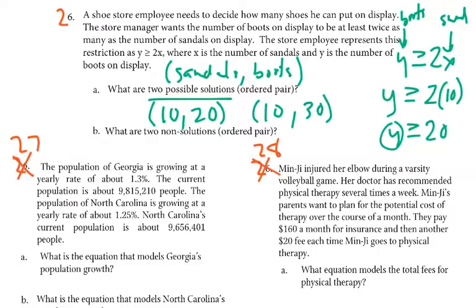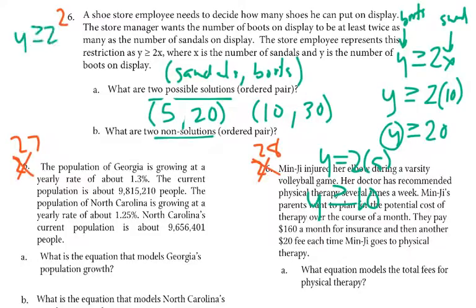That would work, or I could have chosen a different number. Maybe I wanted to start with 5. Then I'd go y equals 2 times 5, which would be 10. It actually should be greater than or equal to, so any number greater than or equal to that one would work. There's 2 possible solutions.